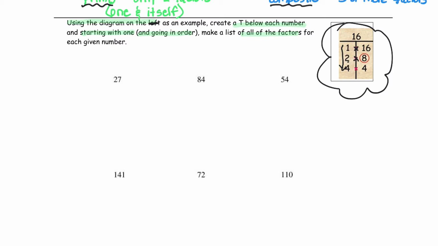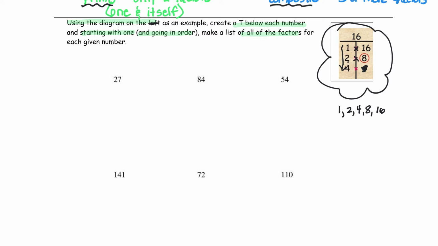Does 3 go into 16? Well, it doesn't. And this is where your rules of divisibility will always be helpful. And then we see that 4 is a factor. So when we list the factors, 4 only gets listed one time. So the factors of 16 would be 1, 2, 4, 8, and 16.